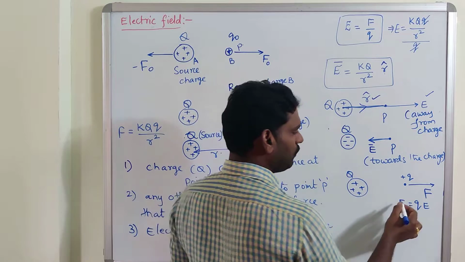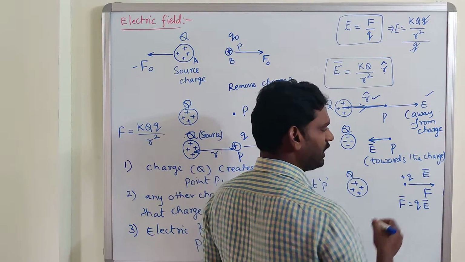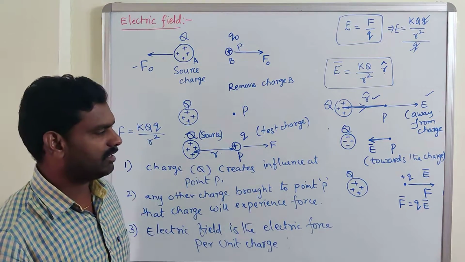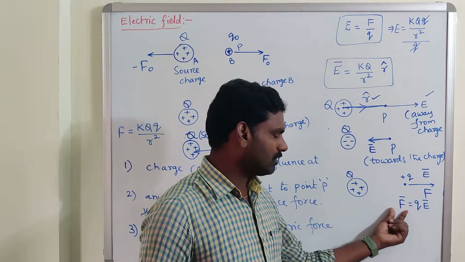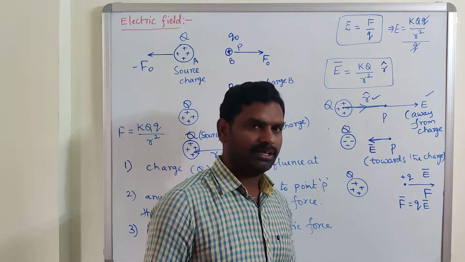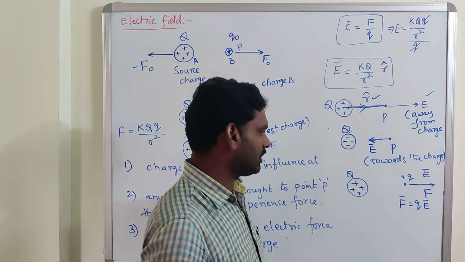The direction of force and direction of electric field both will be along the same direction. How will they be? Both will be in the same direction. Direction of force will be along the direction of electric field. If this is positive, this is also positive.